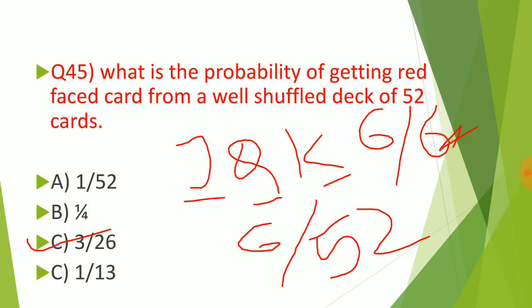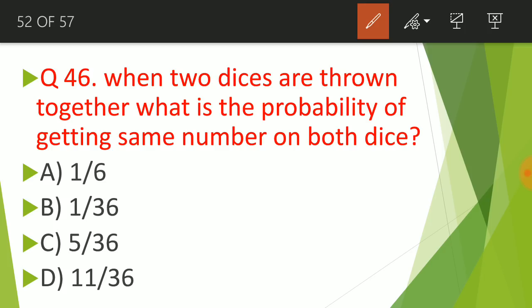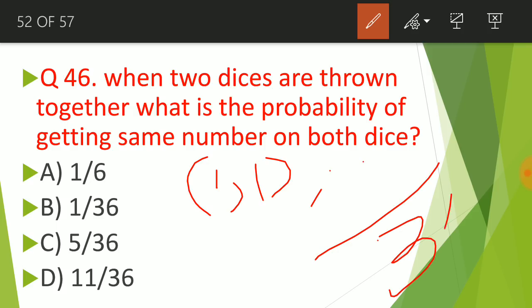Now let us move to question number 46. When two dice are thrown together, what is the probability of getting the same number on both dice? If two dice are thrown, then we'll get 1, 1, 1, 2, 1, 3, 1, 5, 1, 6, and again 2, 1, 2, 3, like this, 6, 1, 6, 2, 6, like that. It will go up to 36 outcomes, and the same number means 1, 1, 2, 2, 3, 3, 4, 4, 5, 5, and 6, 6. That will be a total of 6. 6 by 36 will give us 1 by 6. 1 by 6 is the correct answer for this question.